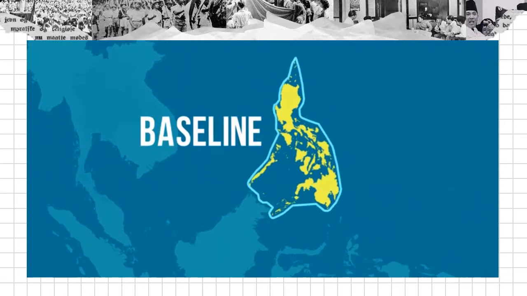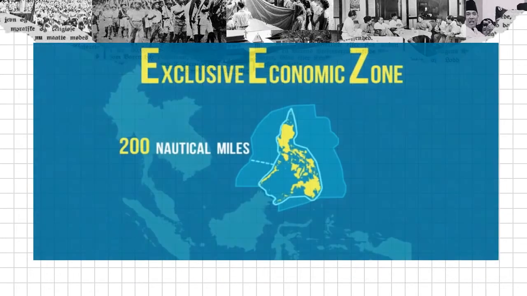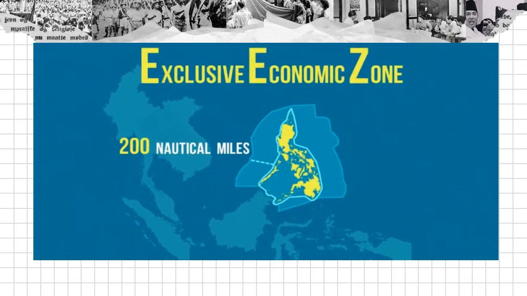If we look at the map of the Philippines, this is called the baseline of the country. So from the baseline, if we measure 200 nautical miles, this is what we call the Exclusive Economic Zone or EEZ. According to international law, we no longer have sovereignty here. This means we no longer have full control and we cannot enforce laws here.